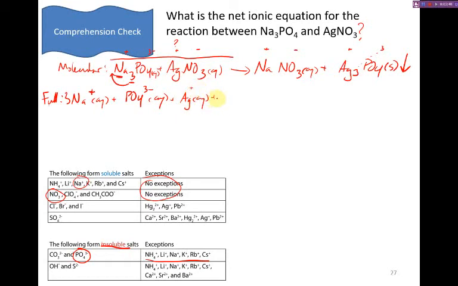Ooh, before we go on here, guess what? We didn't double check to make sure it was balanced. So let's do that. We've got 3 sodiums here and only 1 here. Now we have 3 nitrates here and only 1 here. Now we have 3 silver, 1 phosphate, and 1 phosphate. Okay, we're good to go. So now we need to make sure that we account for that in our full ionic equation.